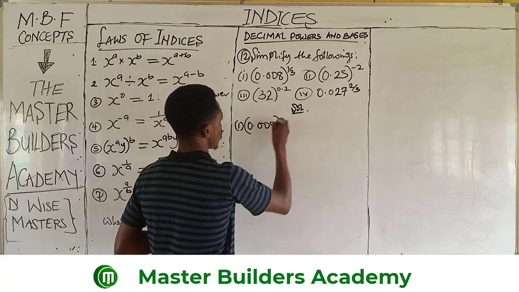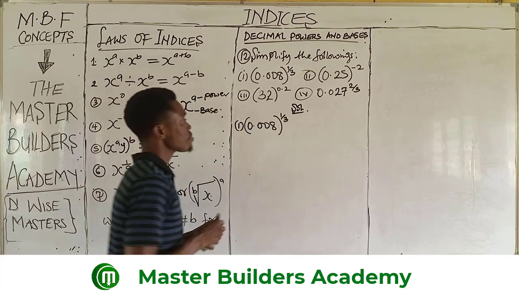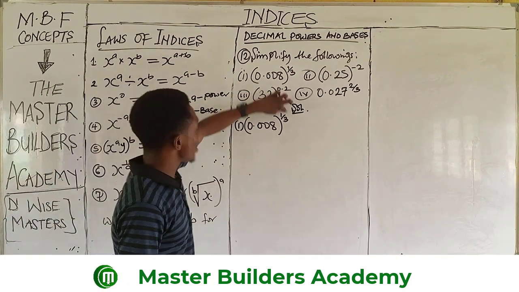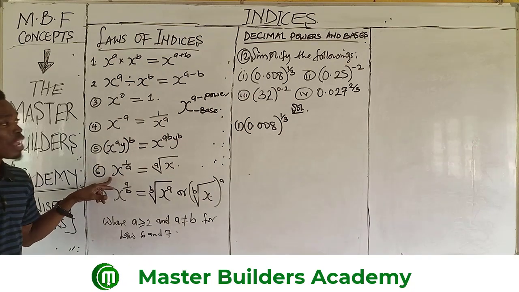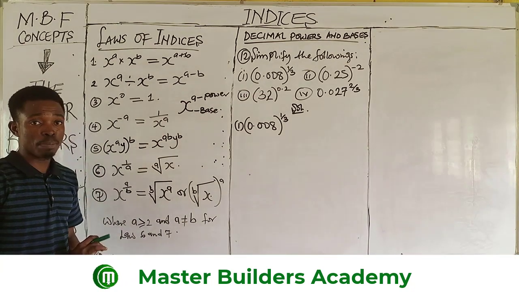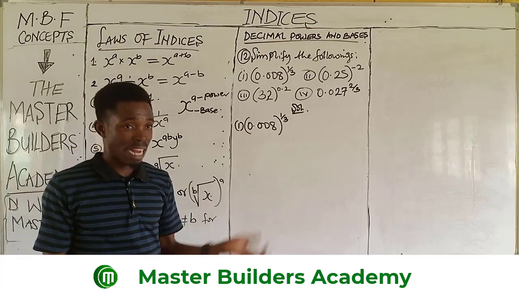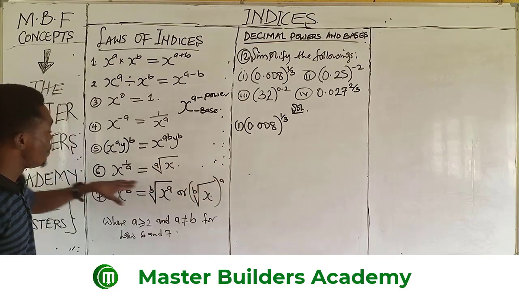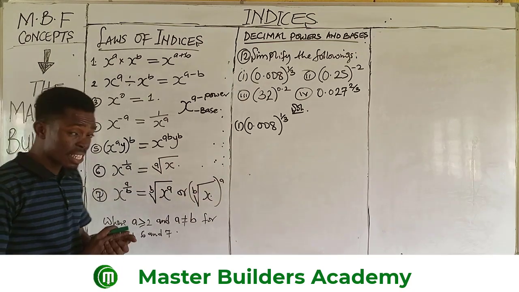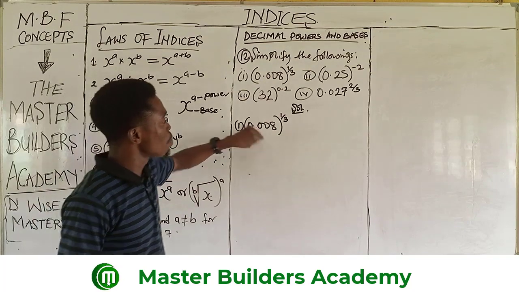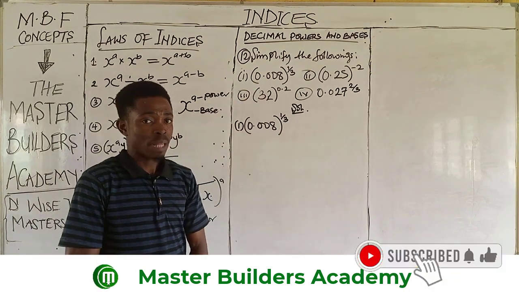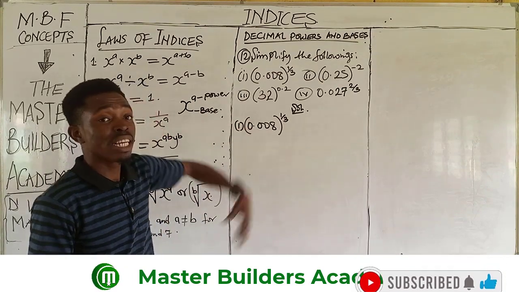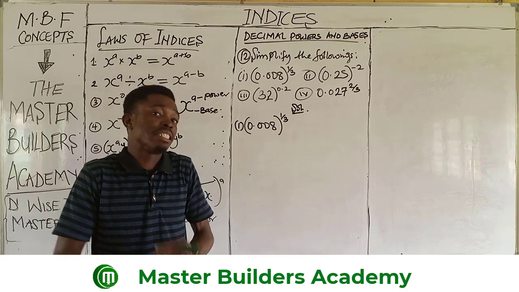0.008 all raised to the power of 1/3. Now, based on this question, leaving out the decimals, we know that this obeys rule number 6, where you have a fraction such that the numerator is 1 and the denominator is any value greater than 1. Are we there? Yes. The numerator is 1. But before we can apply this rule number 6, we must ensure that we remove this decimal. So we first of all convert this to a whole number in terms of a fraction.